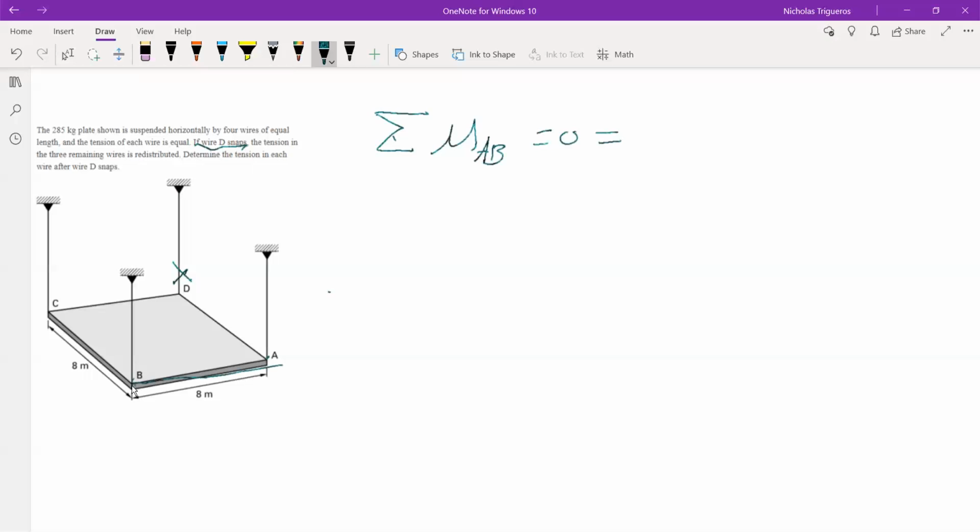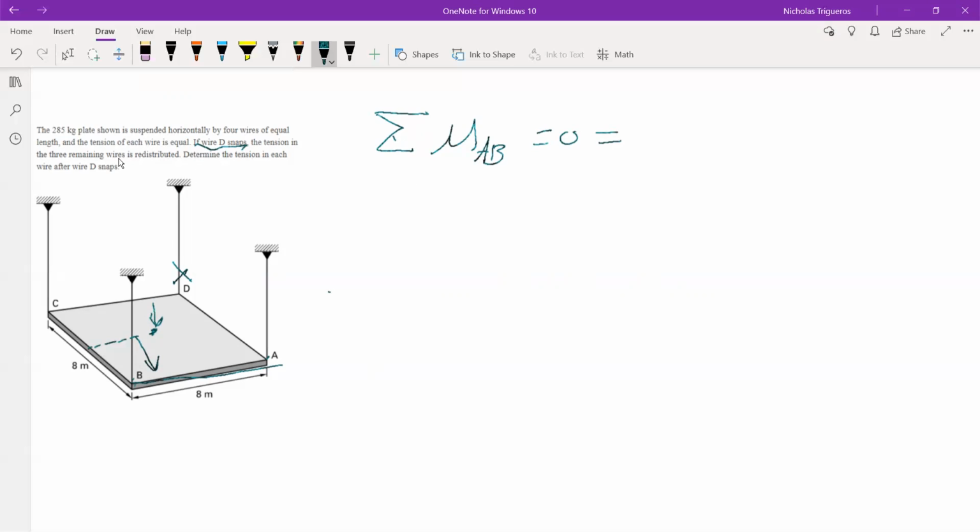So what we have: we actually do have a weight here of 285 kilograms times 9.8. It's in kilograms, so that's already a mass. Yes, we make it a weight by multiplying it by 9.8. And it's going to act at about the centroid of this square, since it's a plate with 4 equal-length wires.